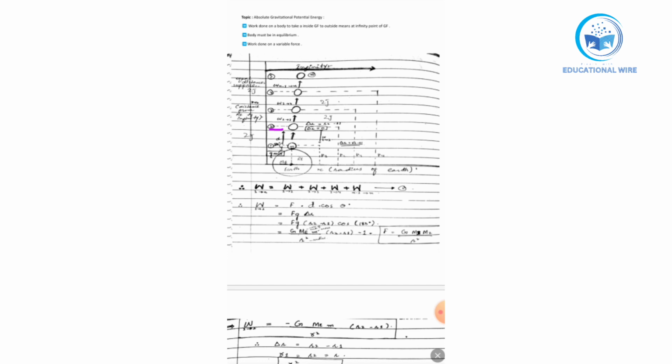But now what we have to do is cover both. Previously we didn't know the distance from one point to another, but now we know the distance, so we'll find the total distance between them. So we will use the formula again: delta r is equal to r2 minus r1.